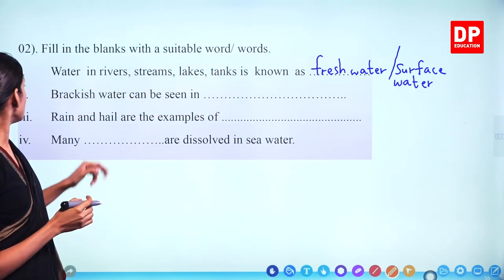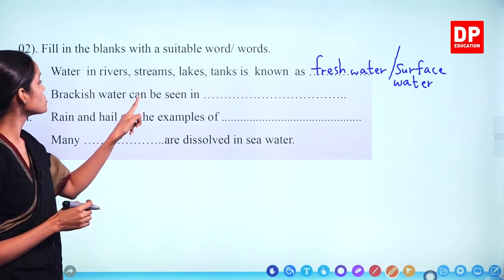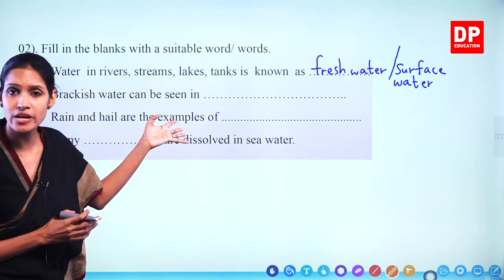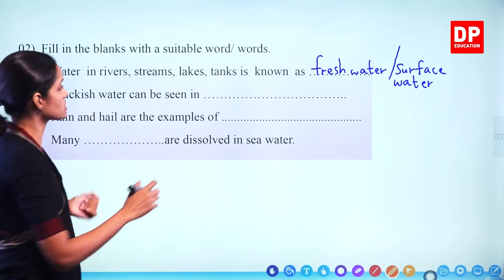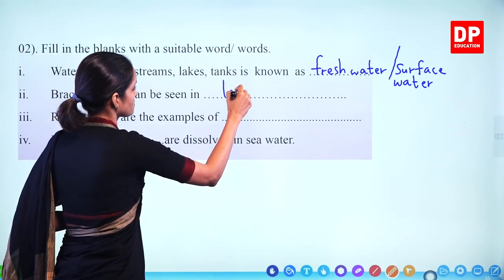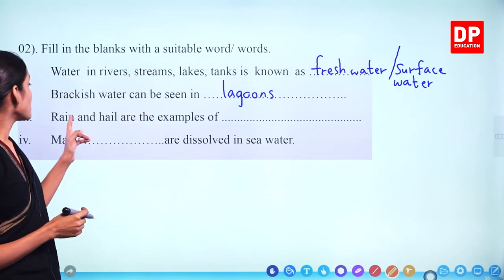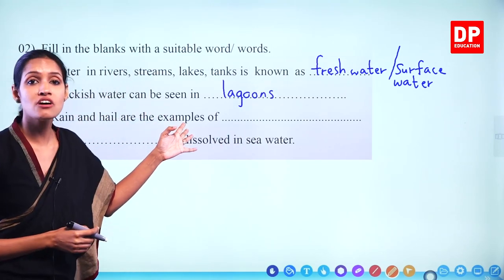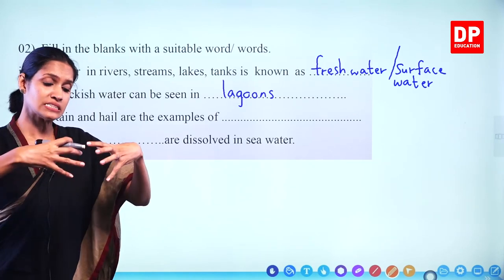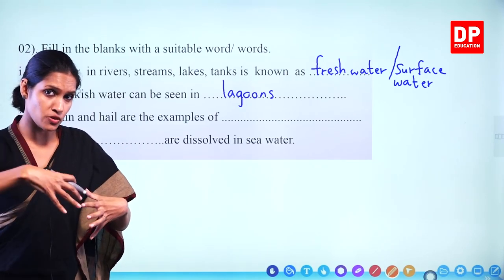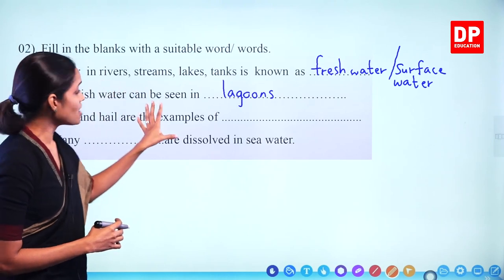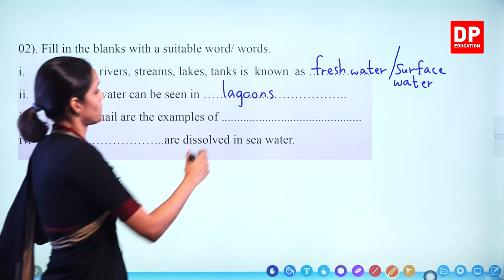Number two. Brackish water can be seen in. Where can we see brackish water? In lagoons. Rain and hail are the examples of. Those are the ways where earth gets water from clouds. Therefore, they are examples of precipitation.